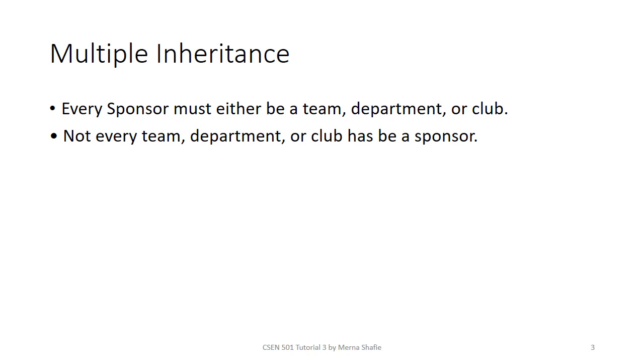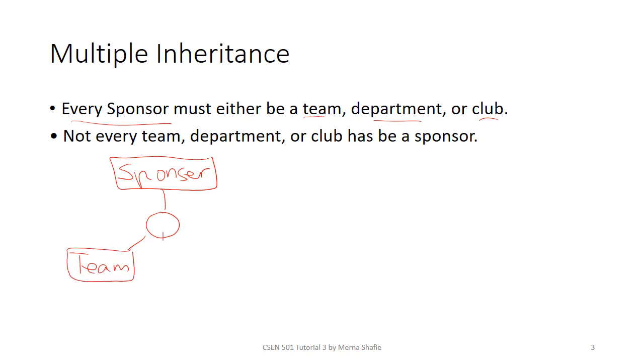Now, if we model it as a single inheritance, then we will have sponsor as a superclass, because every sponsor must either be a team, department, or a club. And we have team and department and club. And because these are the subclasses, I will just draw the cup opening upwards to the sponsor, because sponsor here is my superclass.